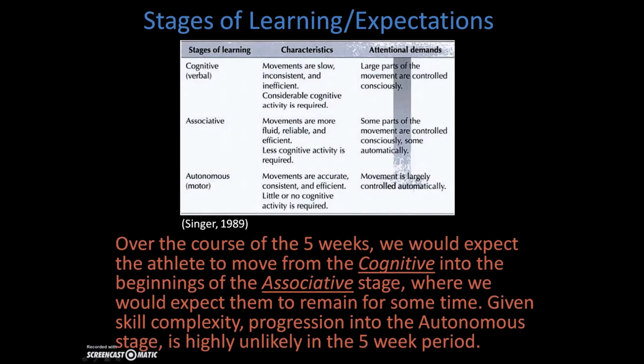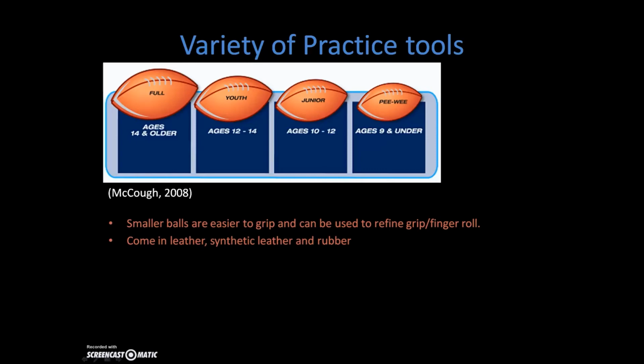Our expectation would be that throughout the training program there would be a shift from the cognitive stage of learning into the associative stage. We wouldn't expect in a 5-week block that there would be a movement into the autonomous stage. That's something that, given the complexity of this skill, would take years, if not longer. So in this period of learning, we would expect a movement into the associative stage.